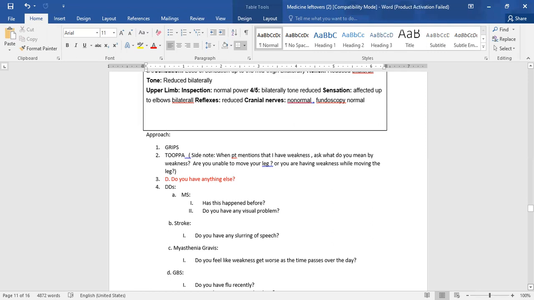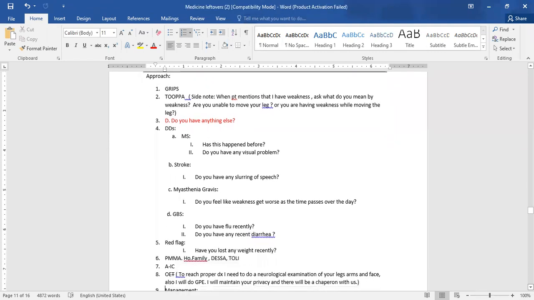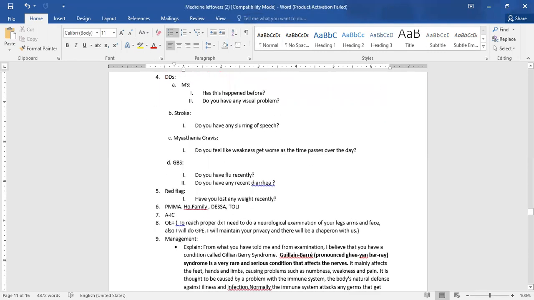Then there should be differential diagnoses in your mind. If a patient presents with weakness, what could it be? It could be MS, multiple sclerosis, so ask, has this happened before? Do you have any visual problems? Ask about stroke: do you have any slurring of speech? Ask about myasthenia gravis: do you feel like the weakness gets worse as time passes over the day? Then ask about GBS: do you have flu recently? Do you have any recent diarrhea? And then the red flags: have you lost any weight recently?